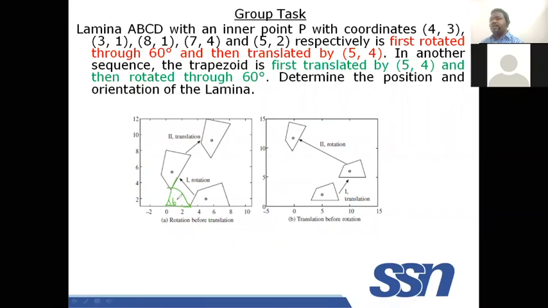Now this point is rotated with respect to origin. It is moving over here. Now if you want to move this particular point, this is lying on the same line. What you have to do is, let me take a different color.